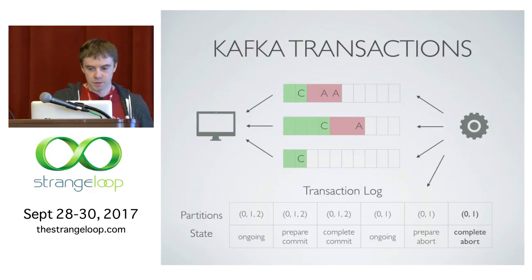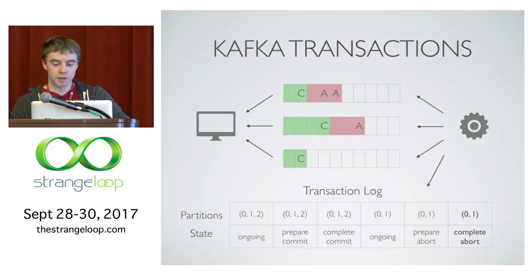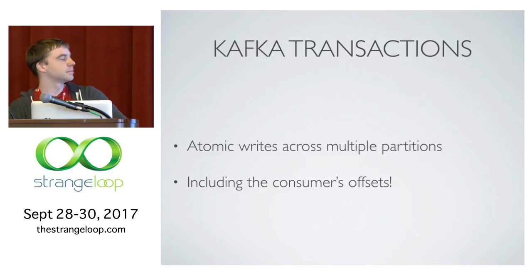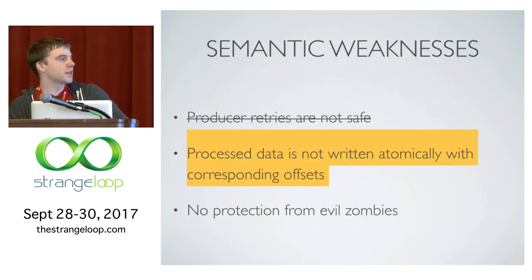So what does this give you? Basically, it gives you atomic writes across multiple partitions. And that includes consumer offsets. So consumer offsets are really just another topic. So we can include them in a transaction just like any other topic. And that's really what we needed in order to solve this other weakness.